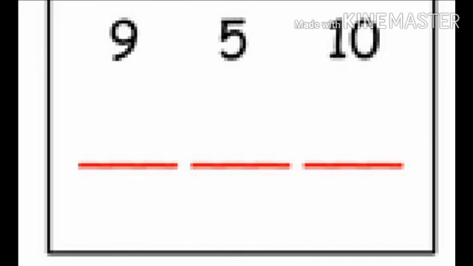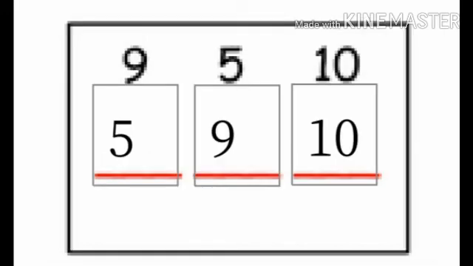Yes, it is there. So after 5 we have to write number 9 in the second place. That is the second smallest number. After 9 what number should come? Number 10. Is number 10 there? Yes, it is there. So after 9 you have to write number 10 in the third place. Now check the answers. Yes, you are right.